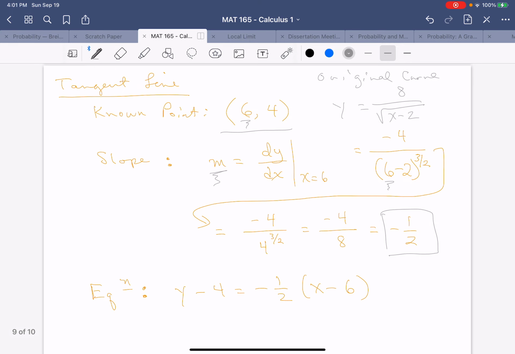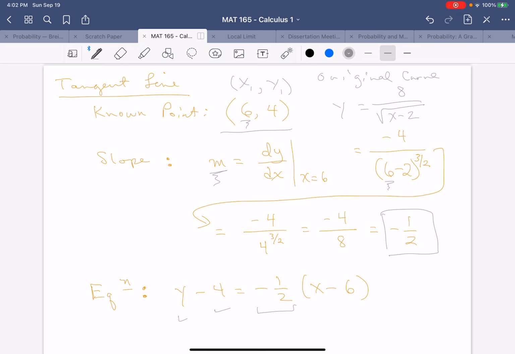And so our equation is y minus y1. Remember, our x1, y1 is here. That's the 6, 4. So y minus y1 is equal to m. There's our m. Times x minus x1 there.